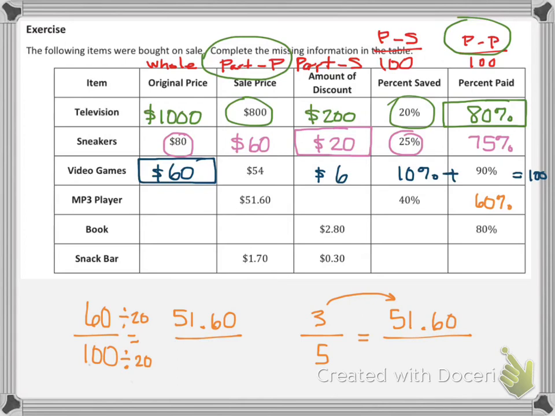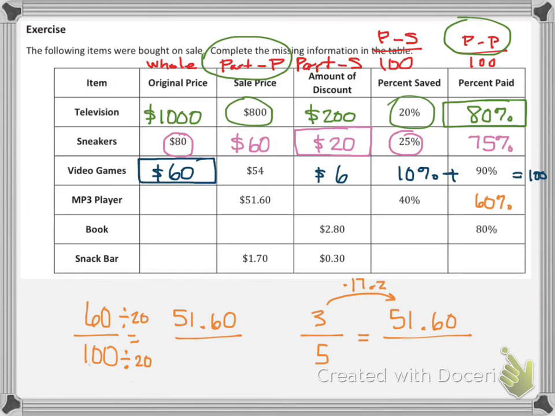I'm just going to take the 5160 and divide by 3. And that gives me 17.2. Well, I lucked out there. It is a decimal, but it does end.